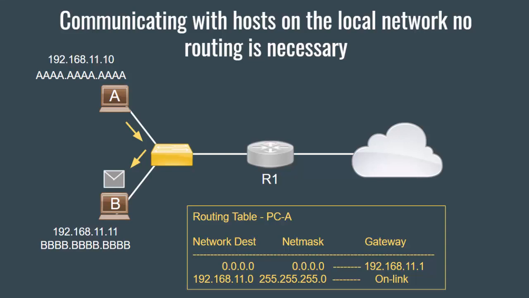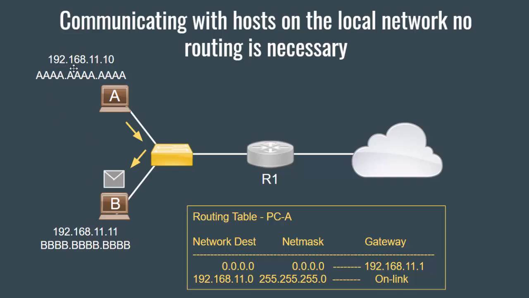In these next two slides, we're going to show the importance of why you need a default gateway and a little bit about the function of ARP. So in this slide it says, communicating with hosts on the local network, no routing is necessary. So host A wants to communicate with host B on the local network.